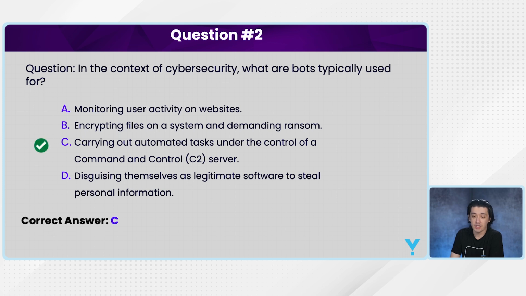Answer is C. Carrying out automated tasks under the control of a command and control server. Remember, if you see C2 on the test, it has something to do with bots. Remember that. It'll help a lot.